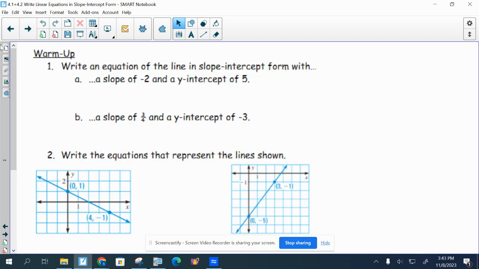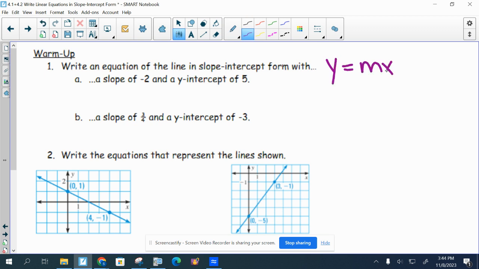So here's your warm-up. I would like you to pause the video for a few minutes and try questions 1 and 2 on your own, where you're writing the equations in slope-intercept form, which remember is y equals mx plus b. So you need to know what the slope is and what the y-intercept is.